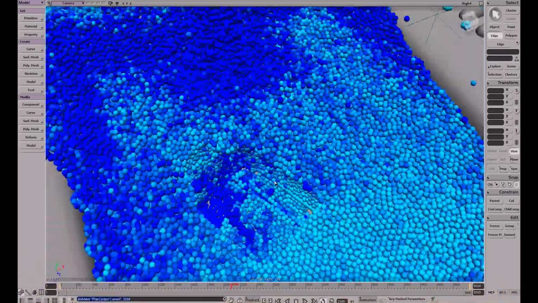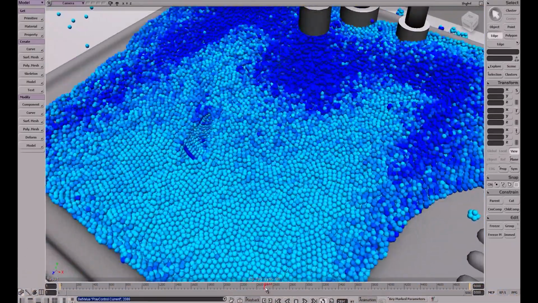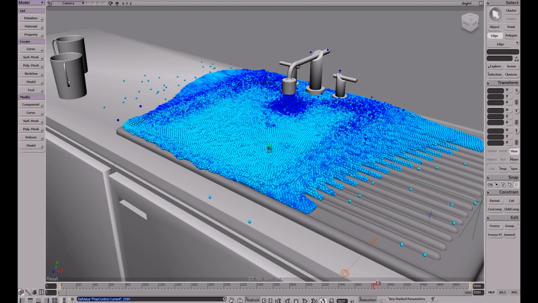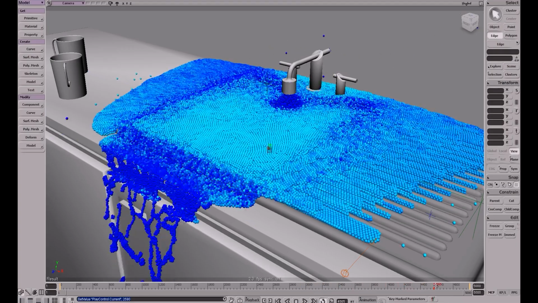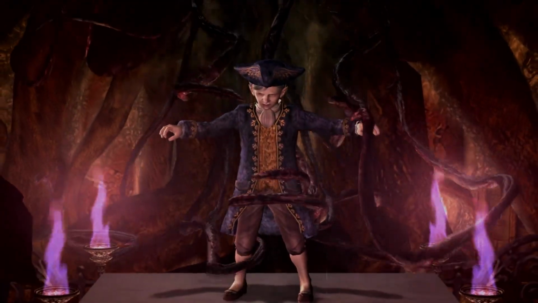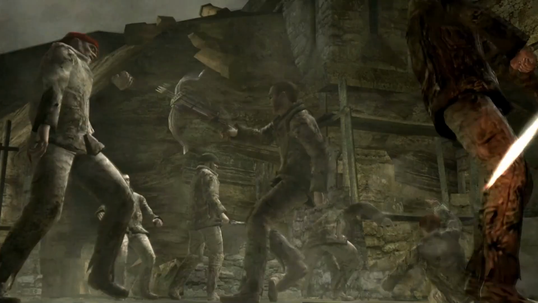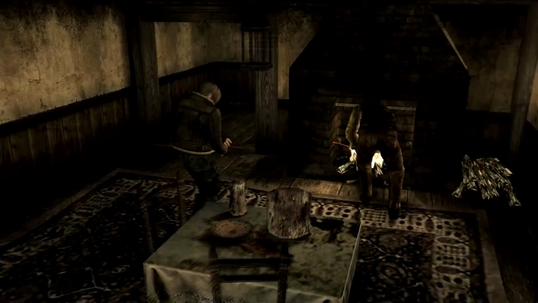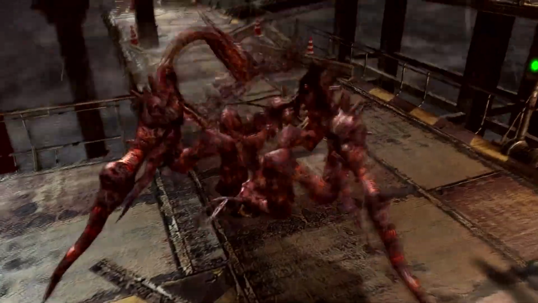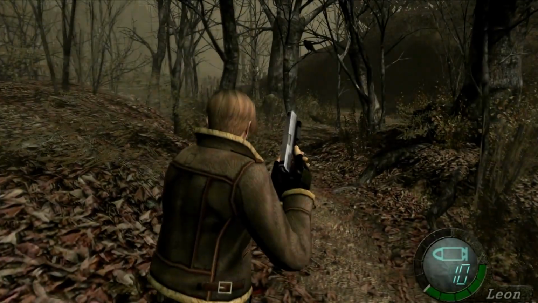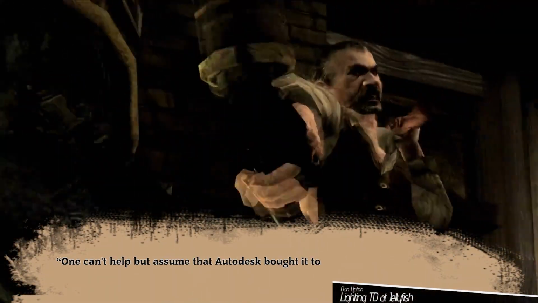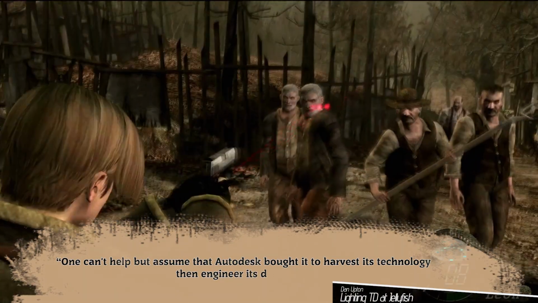In 2009, Softimage XSI was rebranded Autodesk Softimage and has since continued to be developed as part of Autodesk Entertainment Creation Suite. They did that together with former rivals Maya and 3ds Max. I personally don't know how many people were aware of what was going on back then, but there were some important people who couldn't stay silent and talked about what they were thinking. Dan Upton, a lighting TD at Jellyfish, said, "One can't help but assume that Autodesk bought it to harvest its technology, then engineer its downfall."